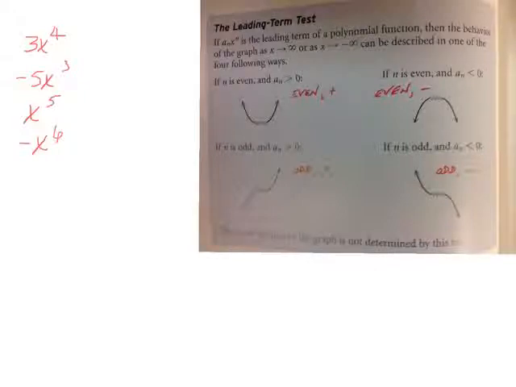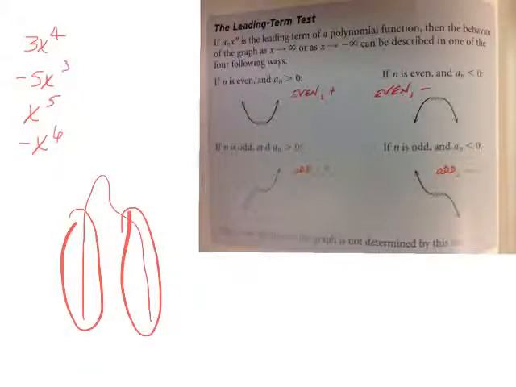The next one is negative x to the sixth. That gives us an even with a negative number in front of the x. So it's going to look something like this. So that graph could actually look like this. It can look any way you want as long as the end behavior looks like that, which is what we have right there. Okay, so you should be able to just look at the lead term and make those decisions on what's going on there.